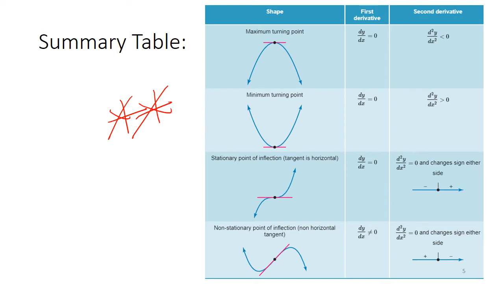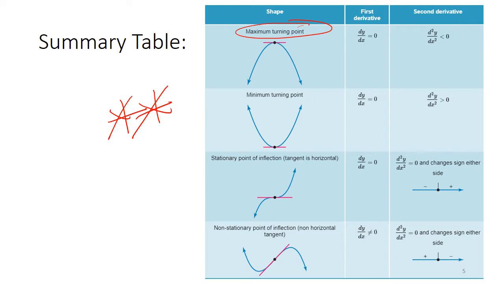Let's look at it one by one. We've got a curve that looks like this. At this point, it is called the maximum turning point, right? It is a maximum turning point because there's no point greater than this one. At this point, you can see the gradient is 0. So if you look at the first derivative, dy/dx is equal to 0. The gradient is 0.